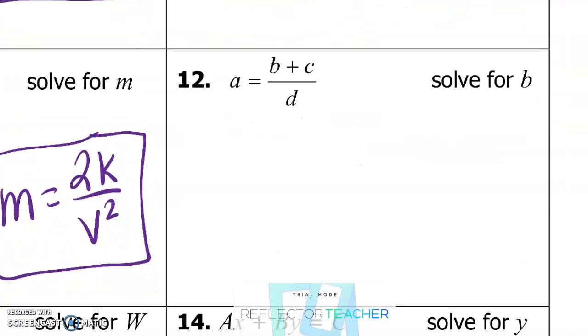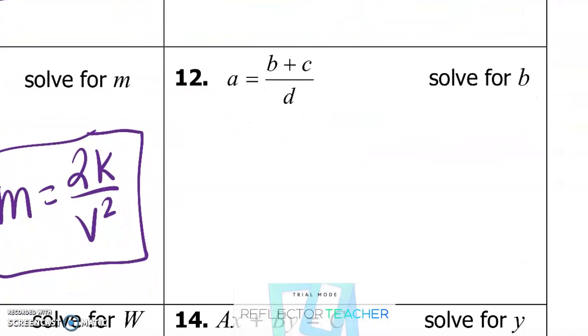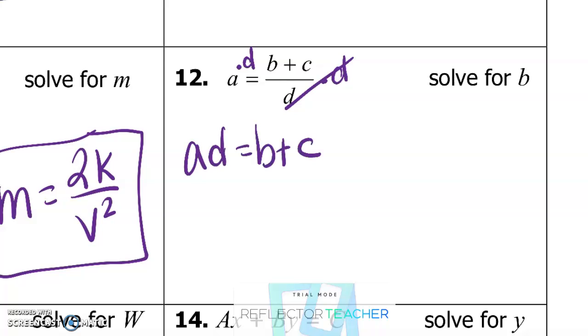Number 12 is a special one because it has that big fraction. So we actually need to get rid of the d first. So we need to multiply by d to make it go away, multiply by d. So AD equals B plus C. Notice I didn't write the multiplication sign in there. We don't need to write the multiplication sign in.